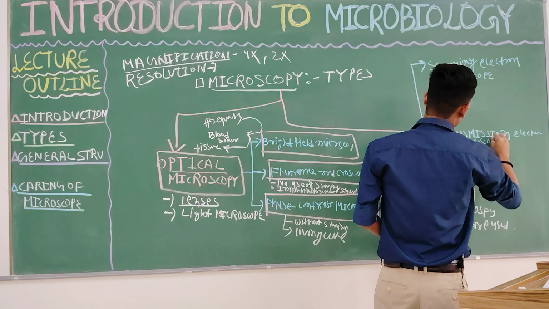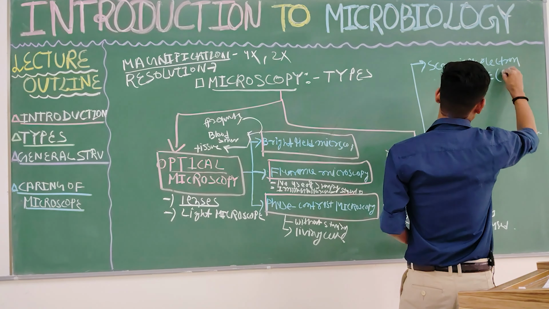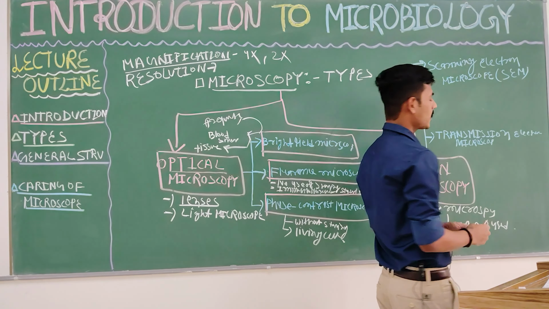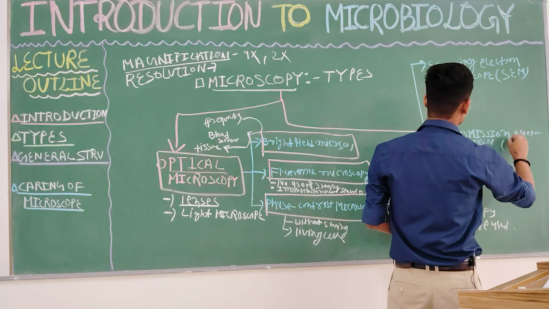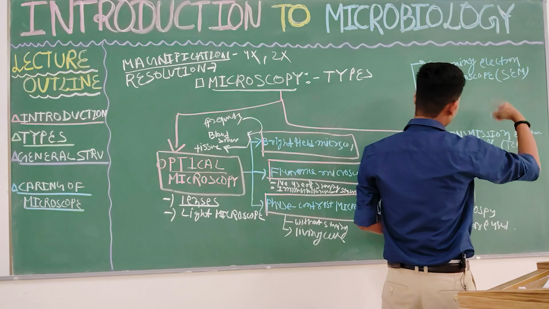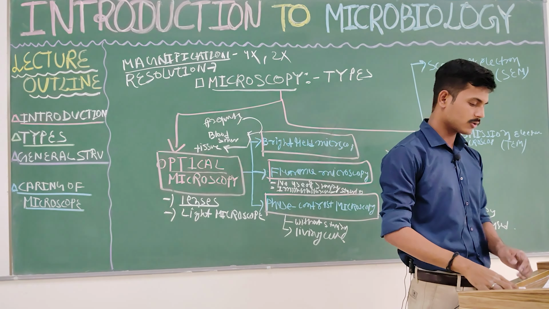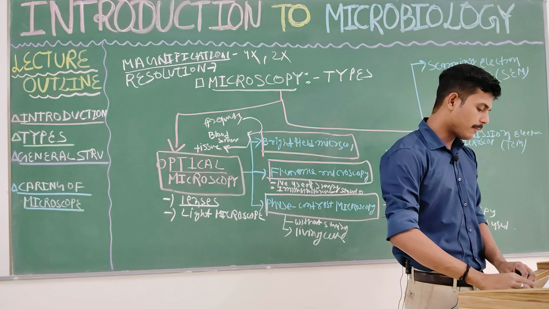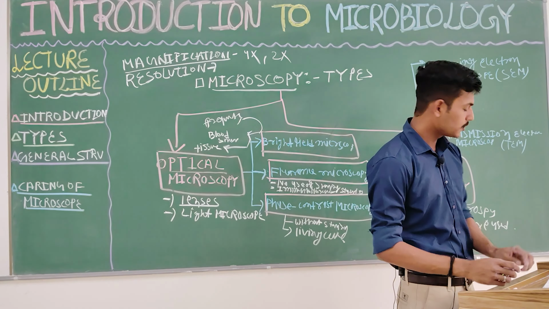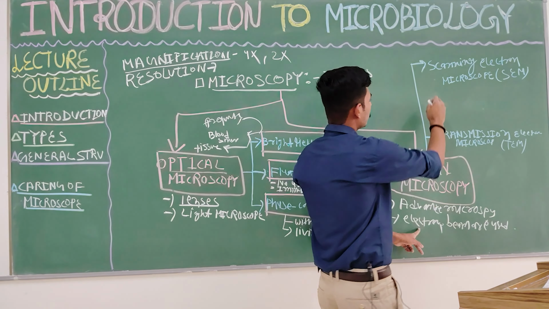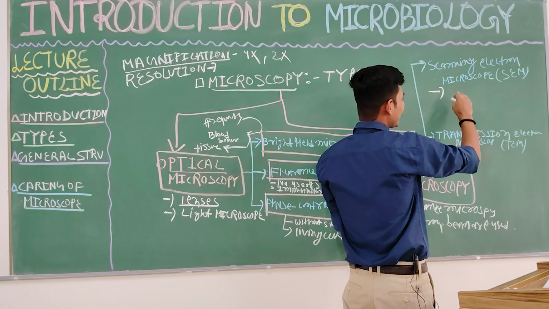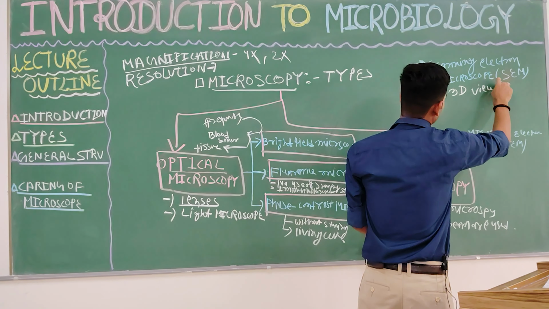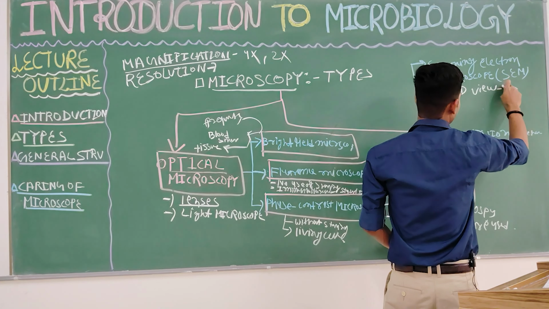In short, the scanning electron microscope is called SEM, whereas the transmission electron microscope is called TEM. Both serve different purposes. In the scanning electron microscope, by using the electron beam, the laboratorian generates a three-dimensional view of an object, or we can say a three-dimensional view of a specimen.